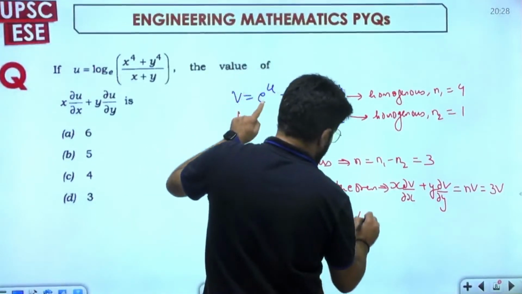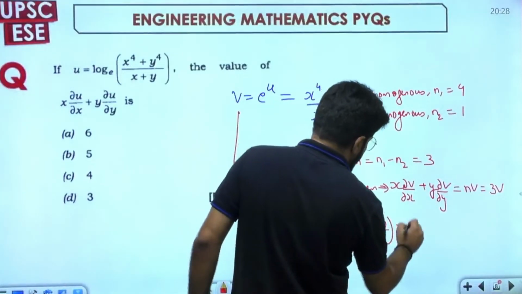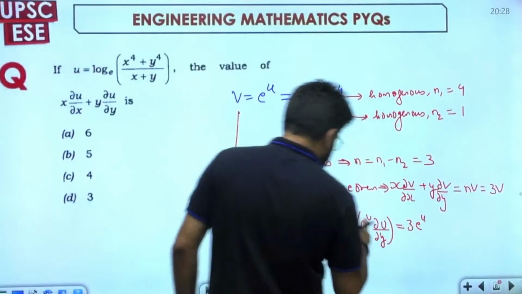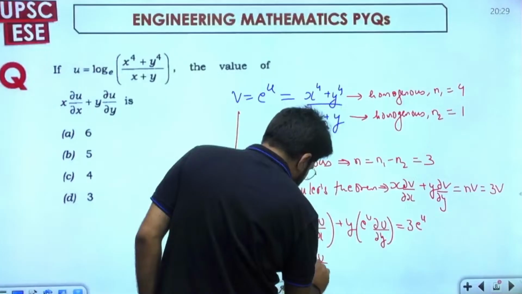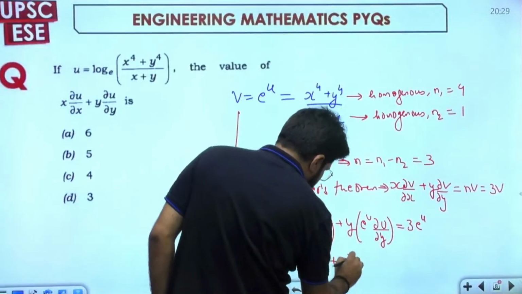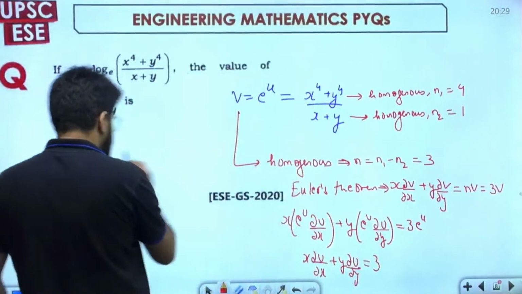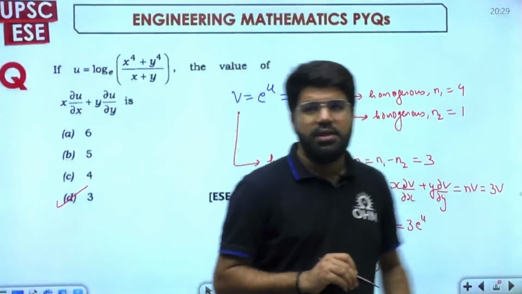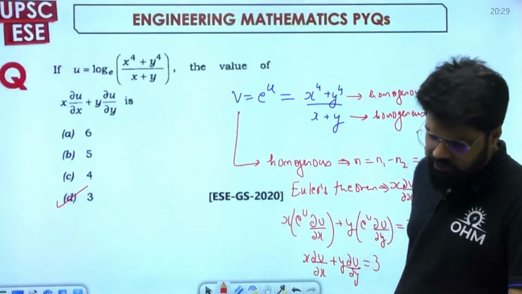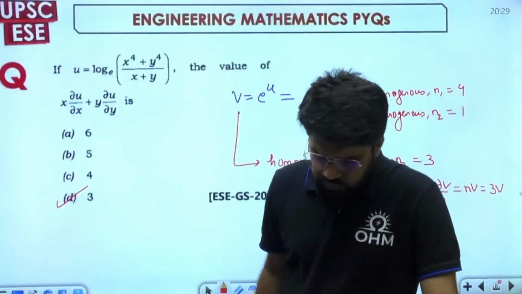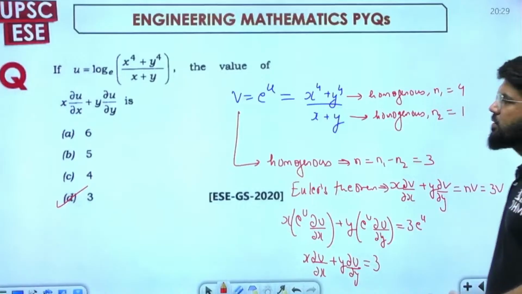So e power u derivative is e power u, and then with respect to y, u derivative will come, is equal to 3V, and V is e power u. So see, e power u cancelled, common and cancelled. So our answer: x del u by del x plus y del u by del y is equal to 3. Answer is D. Yes, Vikas, correct answer. It is going to be D. Okay, this one is simple. Okay, fine. Then let's have the next question.